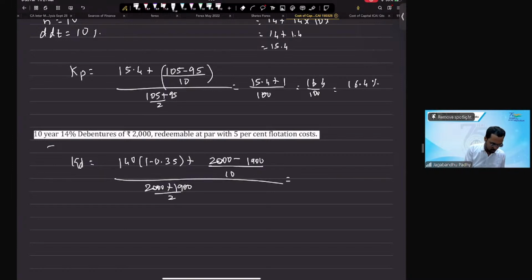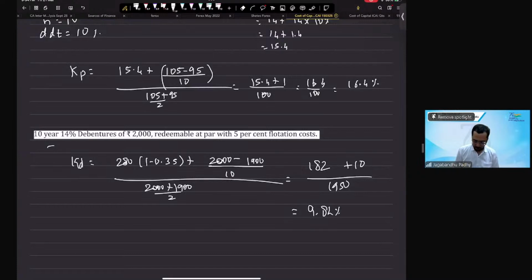So 2000 minus 1900 divided by 10, which is 10, plus 140 into 0.65, which is 91, plus 10 divided by 1950. One second, there's some problem. Then it'll be 140, yes. 280, no? So that's 280 into 0.65, which is 182. Yeah. So 182 plus 10, 190 divided by 1950, which is 9.84. 9.84 or 9.85%. Correct.